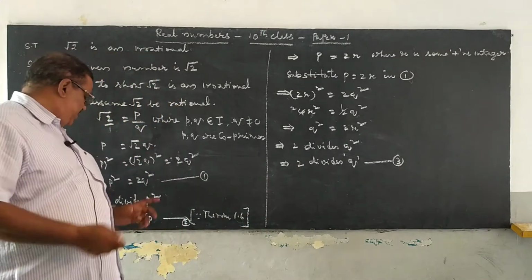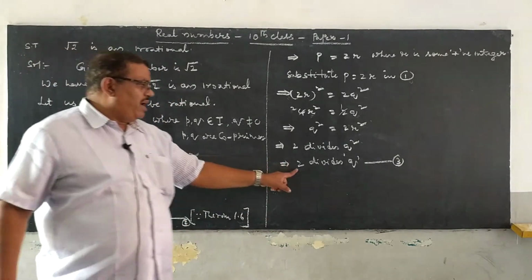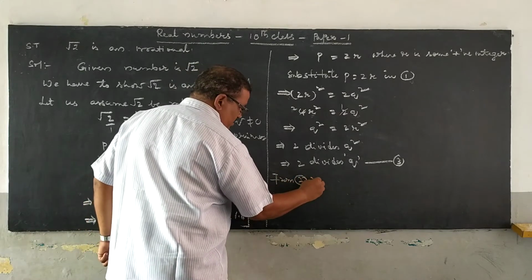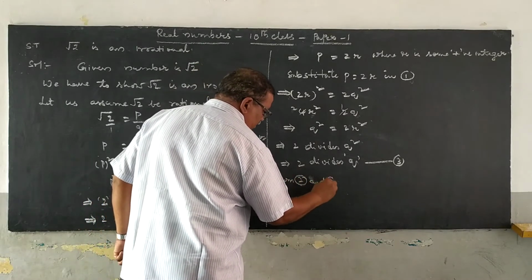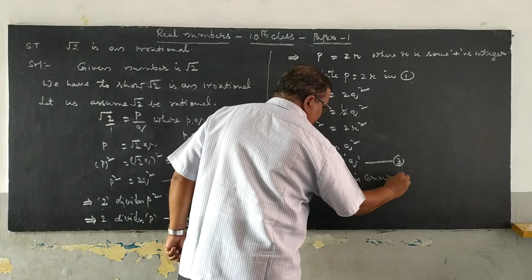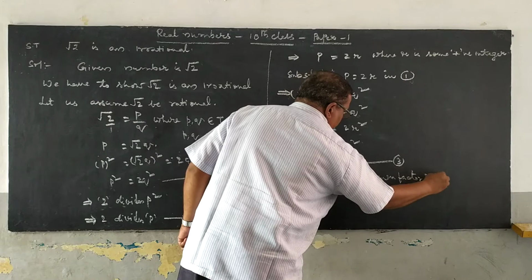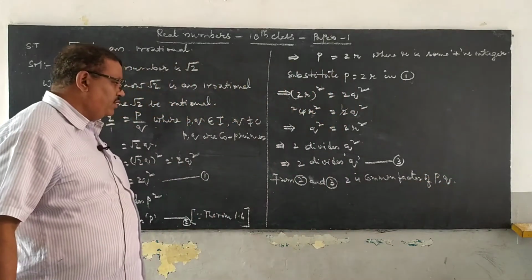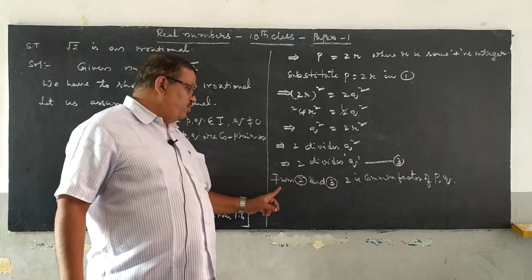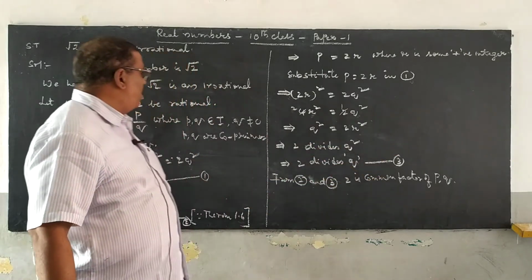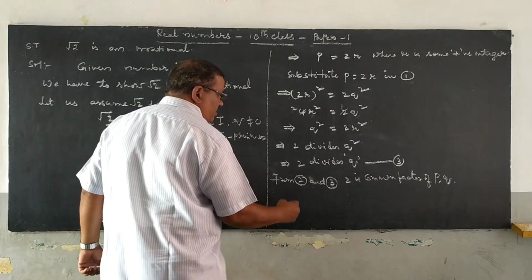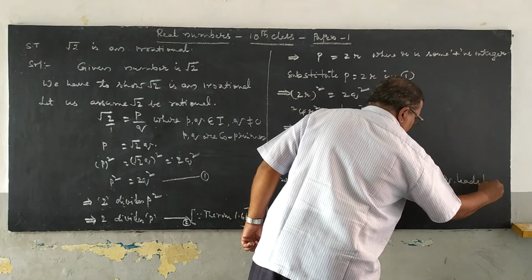From equalities 2 and 3, 2 divides P and 2 divides Q. In equality 2, 2 divides P; in equality 3, 2 divides Q. So from 2 and 3, 2 is a common factor of P, Q. According to the definition, 2 is a common factor of P and Q, which leads to a contradiction.